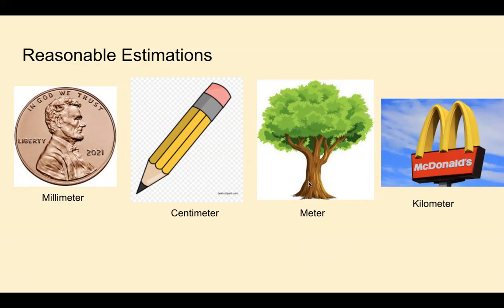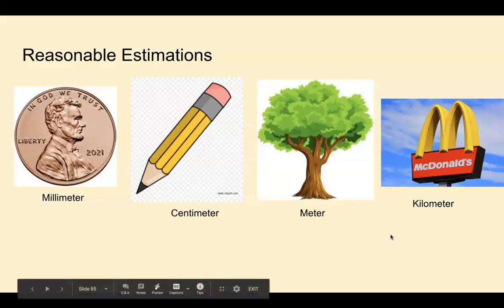Meters can be used to tell how tall a tree is, how wide a room is, how tall a door is. So meters can be used for a lot of different things. And like I said, kilometers are driving distance, walking distance. If you're going to the store, going to visit family, you would use kilometers.